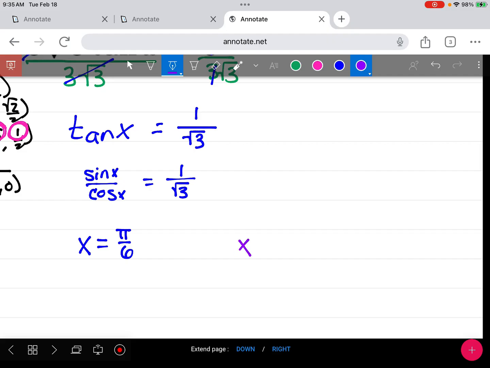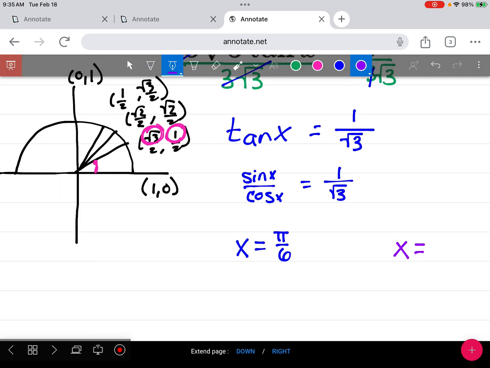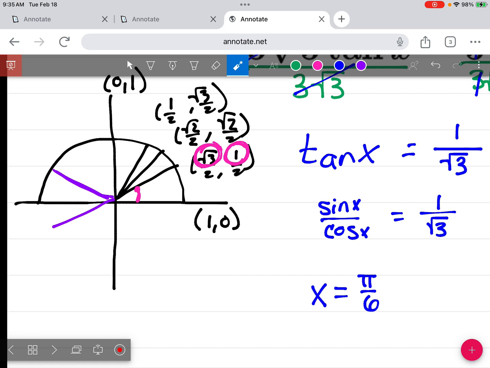What other x is going to have that same value? I was going to say, when we get there, it's actually going to be our 5 pi over 6 right here, right? If we did, it would be 7 pi over 6 that would match. Because 5 pi over 6 is going to have these same values, but one of them is going to be negative. So that would actually give us a negative square root of 3 in our fraction there. So 5 pi over 6 would be the same value, just not positive.